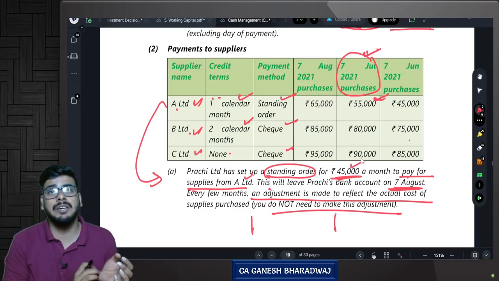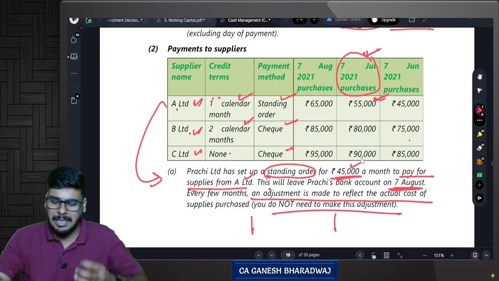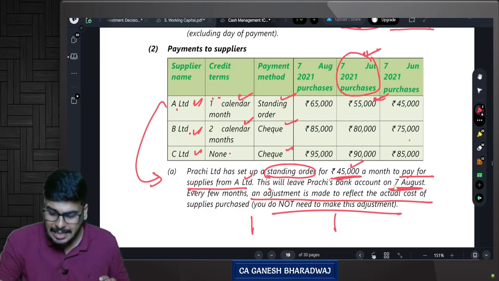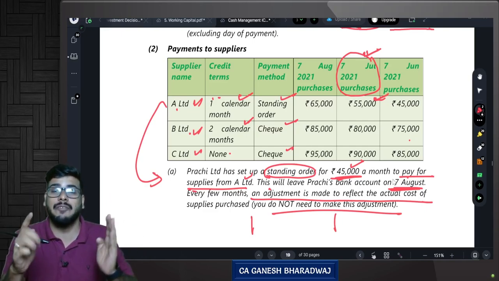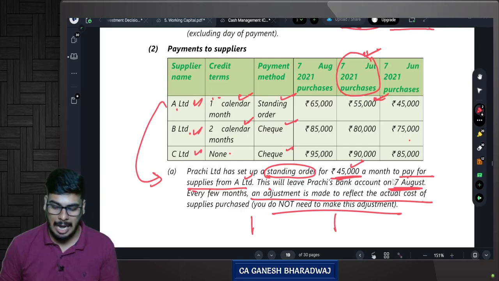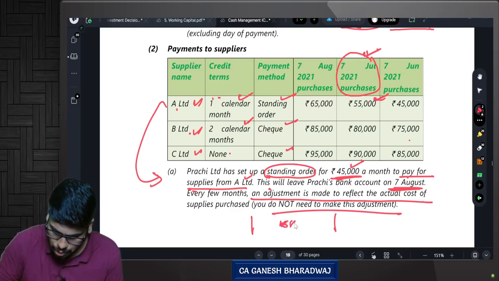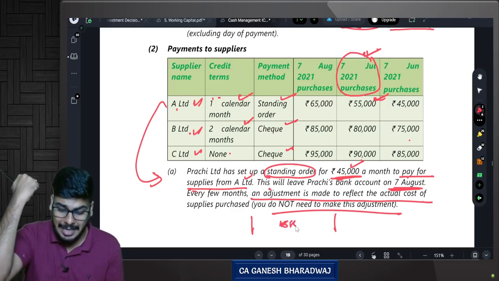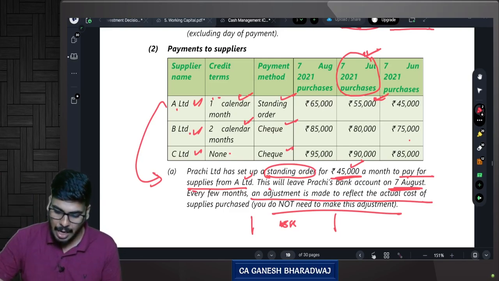Sir, how is it enough if I pay 45,000? The adjustment, the difference amount, they will pay it later. That adjustment does not happen during our budgeted period. Are you clear with this? So technically speaking, only 45,000 rupees moves out of my bank account, but it happens instantaneously. Are you clear with this?